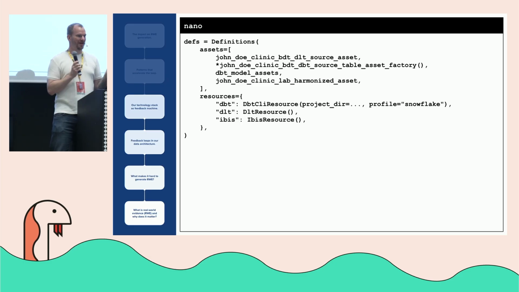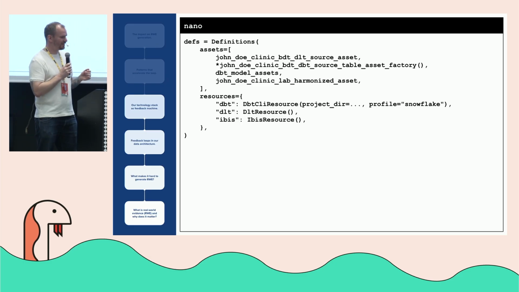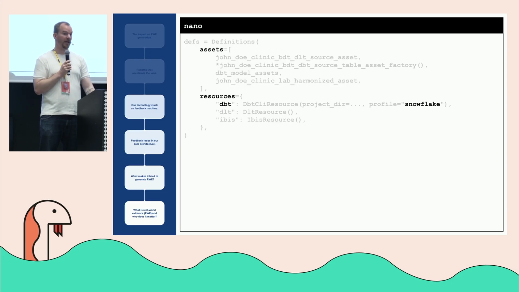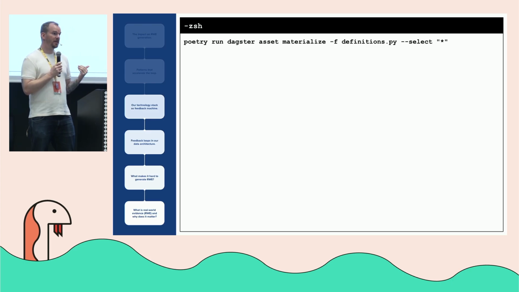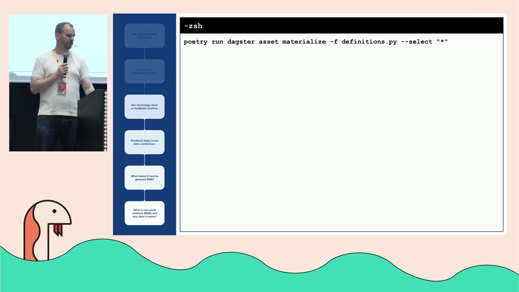Sorry. So we combine everything together in a definitions object. So we combine all the assets and the resources, and for the DBT resource we again pass in the Snowflake profile. With all that in place, then we can run Dexter via CLI. As I mentioned, no infrastructure needed, no server needed. You can run it from your laptop.